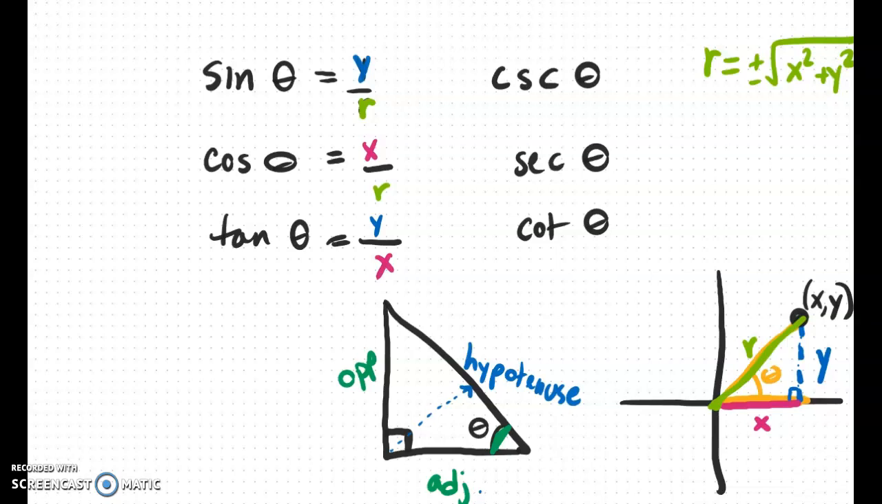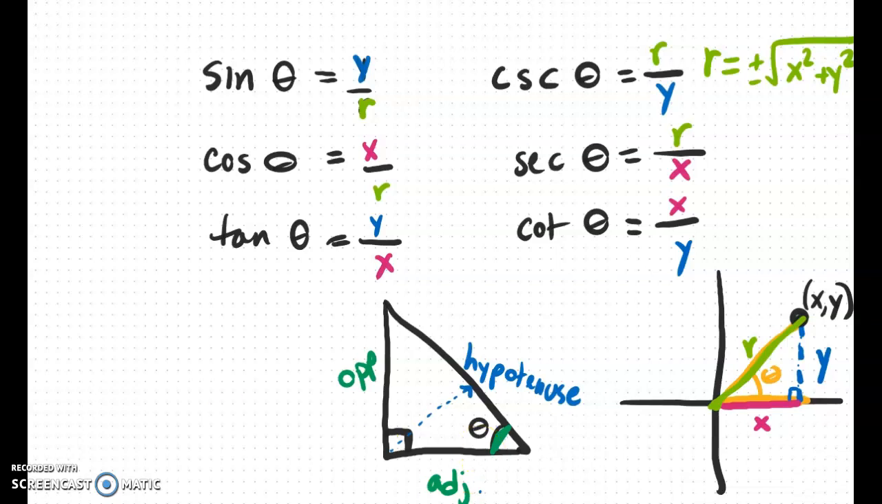The three other trig functions are the reverse or inverse of these. So cotangent is the inverse of tangent, so it would be taking x and dividing by y. Secant is the inverse of cosine, so that relationship would now be r over x. And cosecant is the inverse of sine, so that relationship would be r over y.